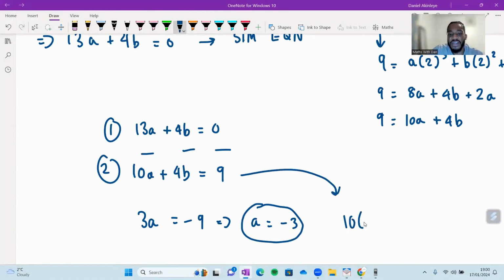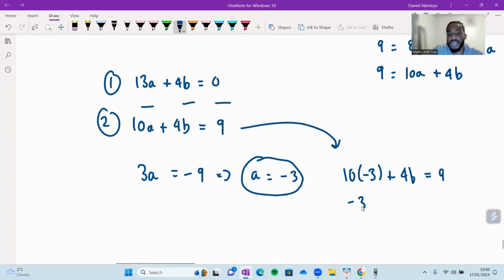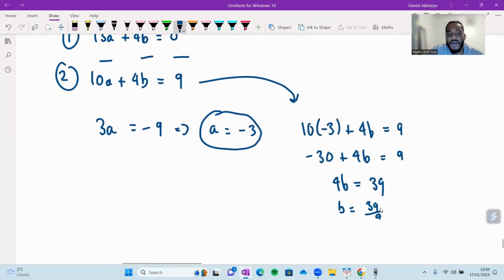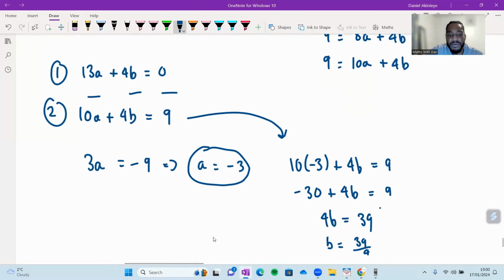So it's going to be 10 lots of -3 plus 4b is equal to 9. And what's this? This is minus 30 plus 4b is equal to 9. This is equal to 4b. 4b is equal to 39. And that must mean that b is equal to 39 over 4. Does that make sense, guys? So we've got our values for a and b. We all okay with this?